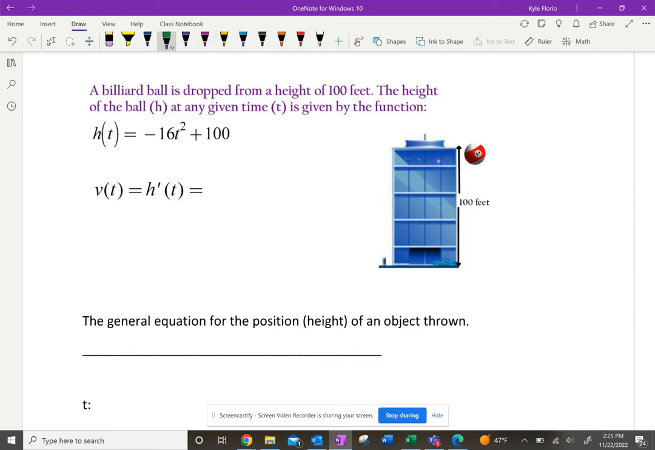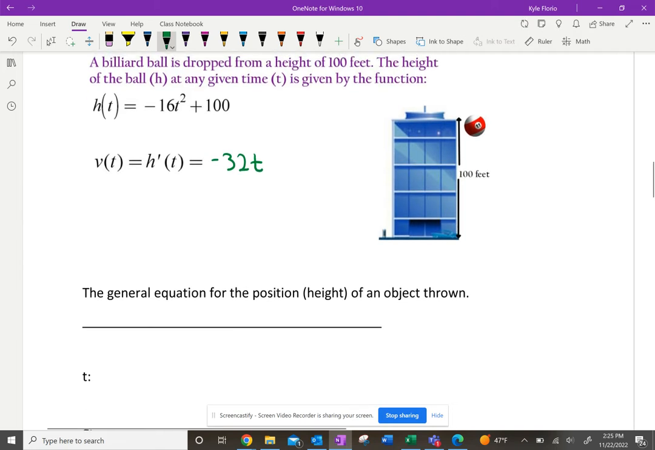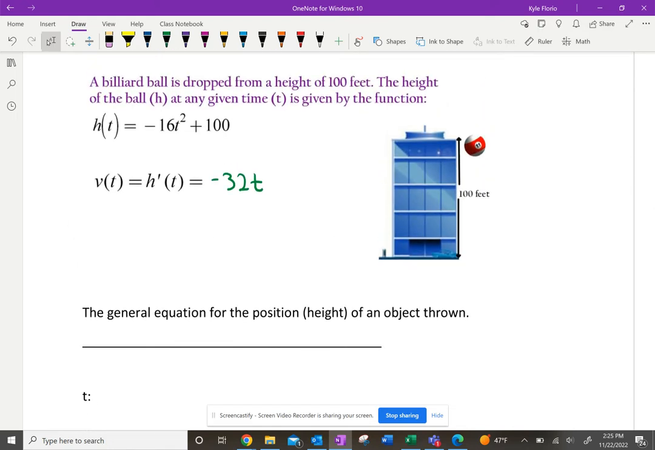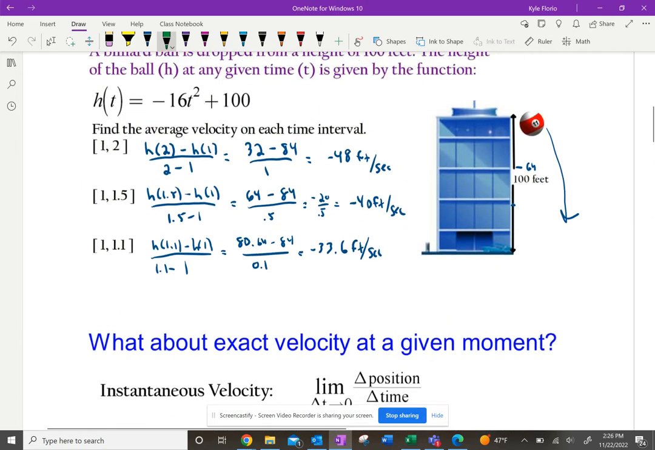So the velocity function, which is the derivative of the height, we just take the derivative of this function, which is just going to be negative 32t. And that's how we can find the derivative, the rate of change of this. So if I wanted to say what's the instantaneous rate of change at 1 second, so what's the exact velocity at 1 second? It's v of 1, which is negative 32 times 1, which is negative 32 feet per second.